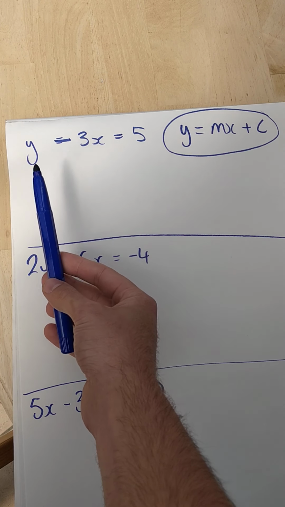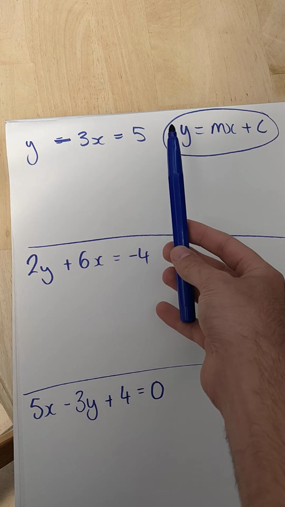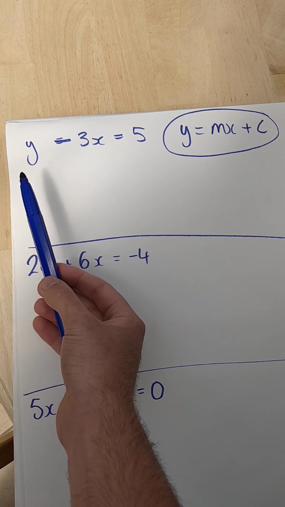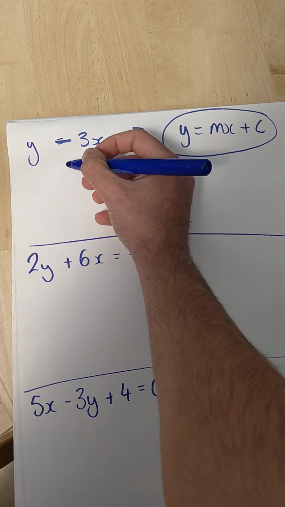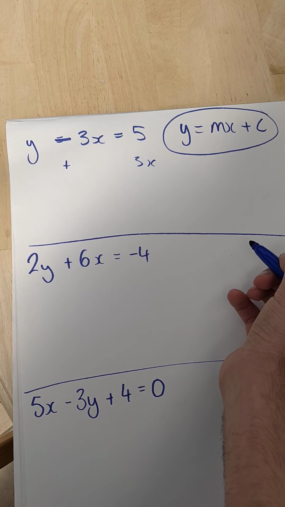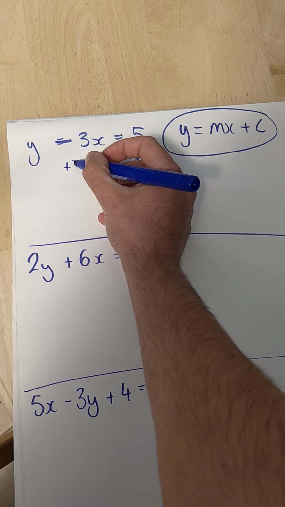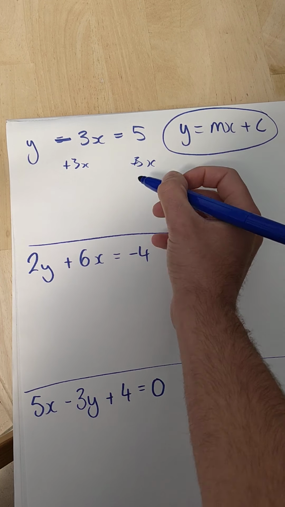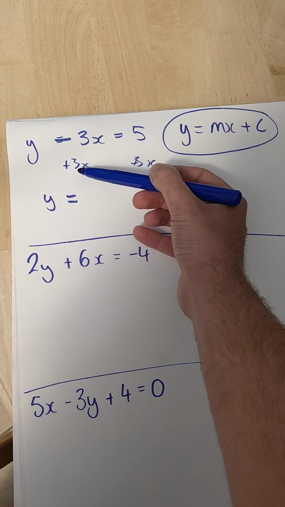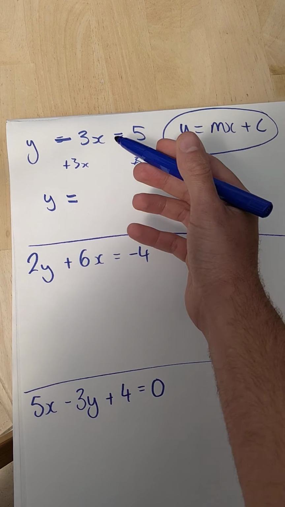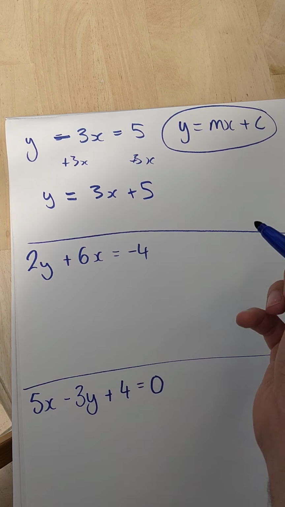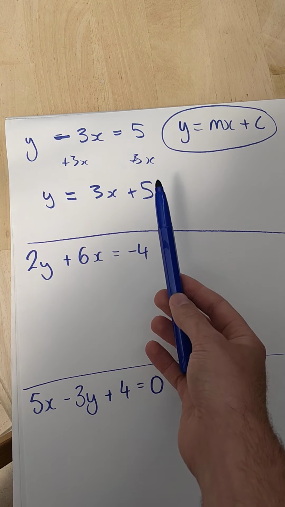So here we've got y minus 3x is equal to 5. But I need the y on its own on this side. To do that, I add 3x to both sides. What that then looks like is y is equal to, if I add 3x to that, it equals 0. And I get y equals 3x plus 5.